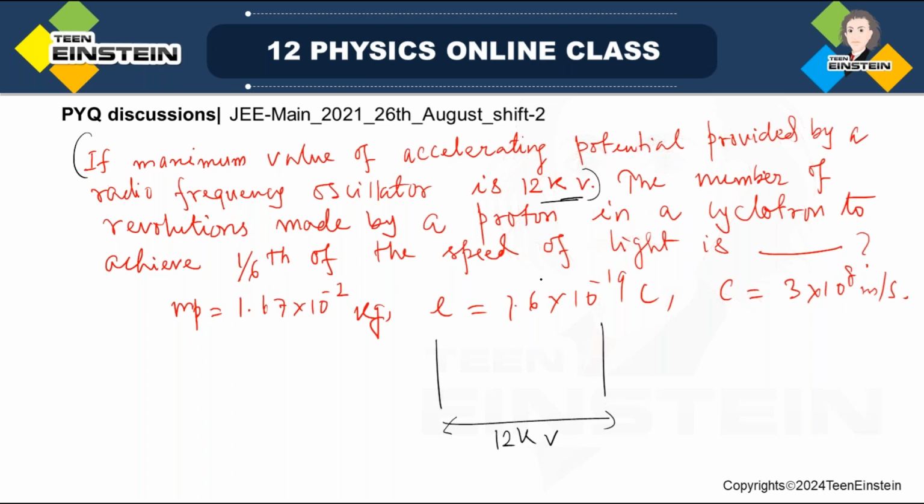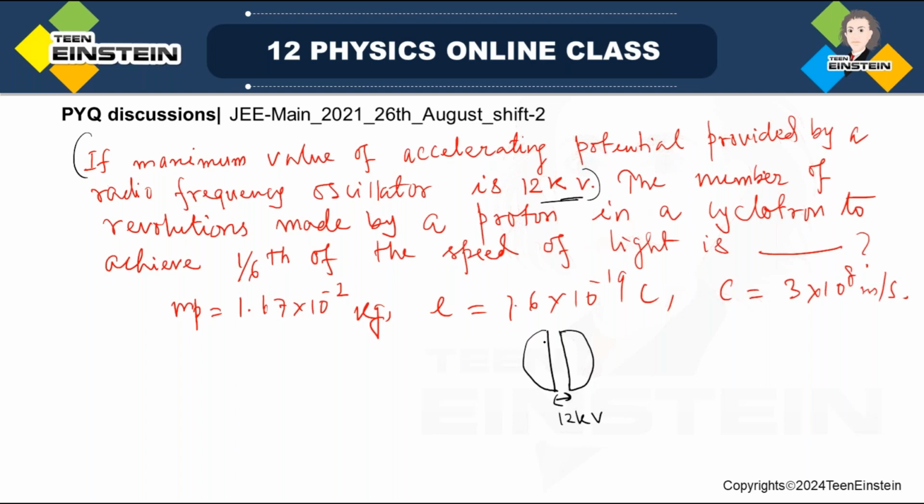In the cyclotron. Okay, in the cyclotron. See, what is the cyclotron? If you know the structure, it actually has a 2D-shaped structure, right? Two Ds are facing each other. So in this place there will be the RF frequency. So the potential difference between these two Ds will be 12 kilovolt.